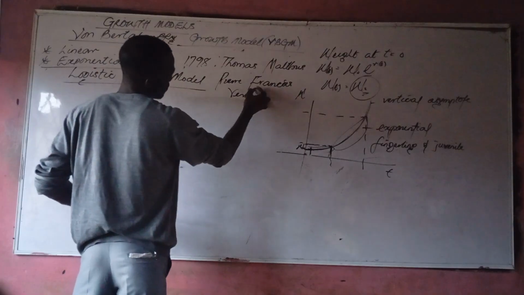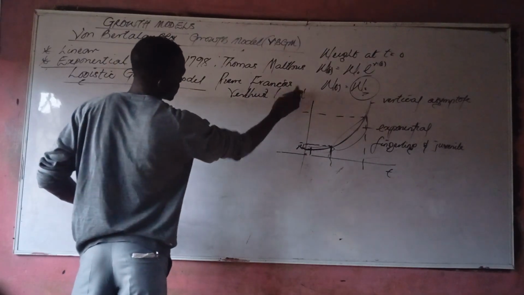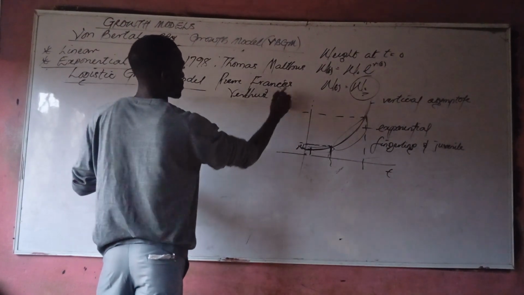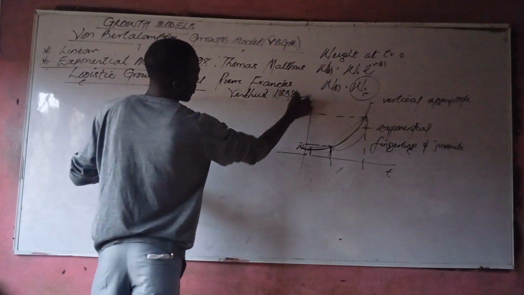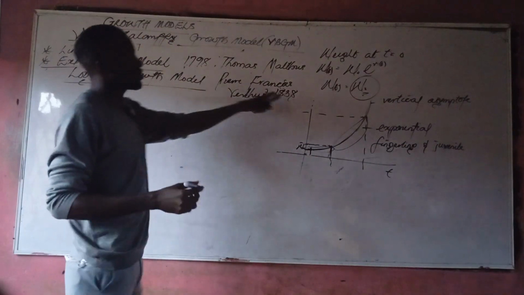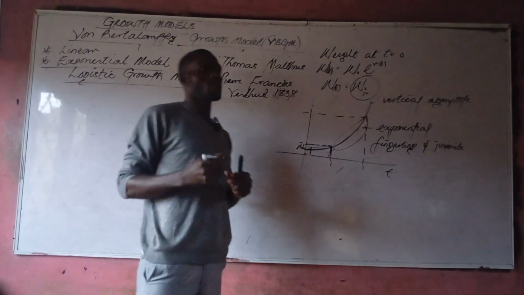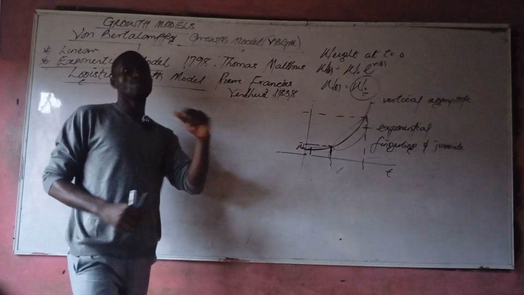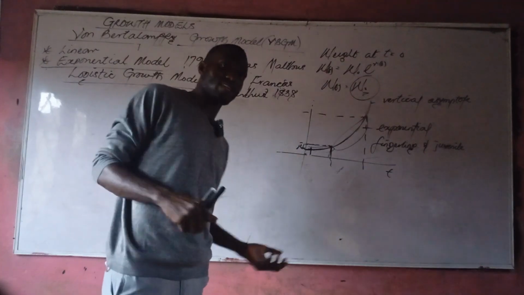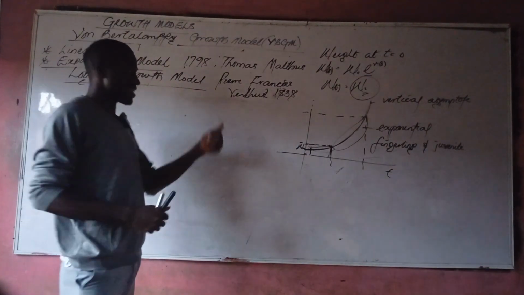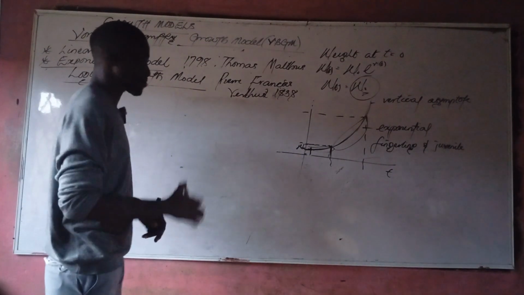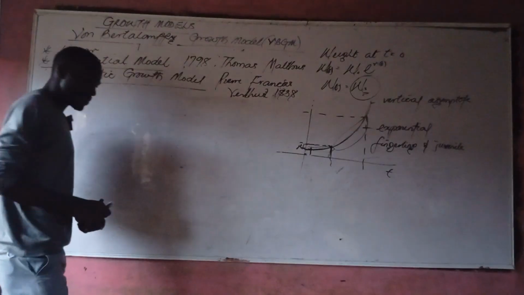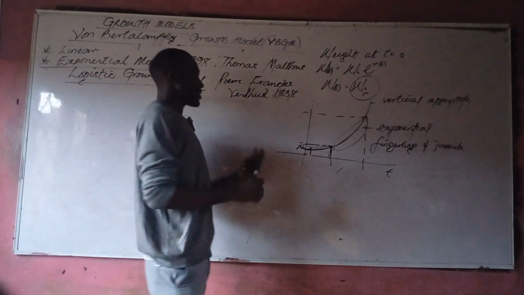in the year 1838, yes. The way to remember is this one is 1798, this one 1838, then the Von Bertalanffy 1938, you see? All right, and his model was very nice. And that's why it probably persisted for as long as 100 years like that, until 1938, before this guy, Von Bertalanffy, revised it.